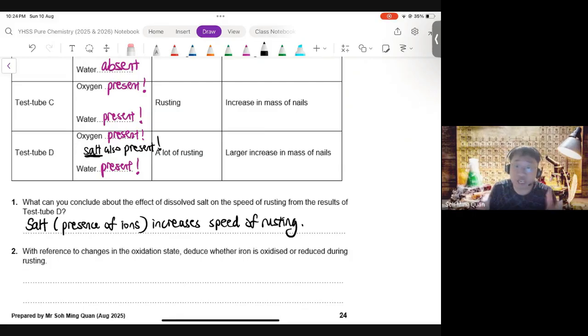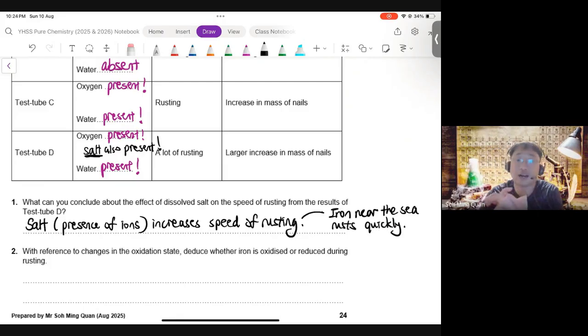Because in test tube D, you can clearly see that just because I added a little bit of sodium chloride into the solution, it actually resulted in a lot of rusting happening. Okay? Now, this is also the reason why iron near the sea rusts quickly.